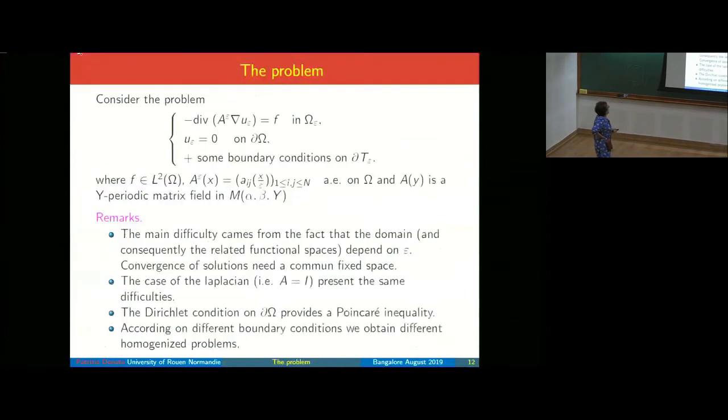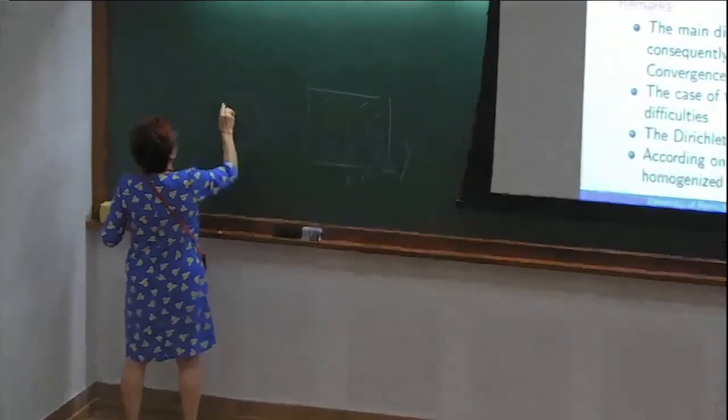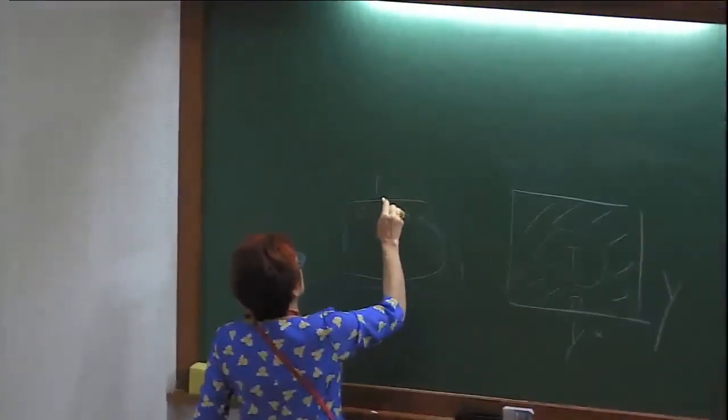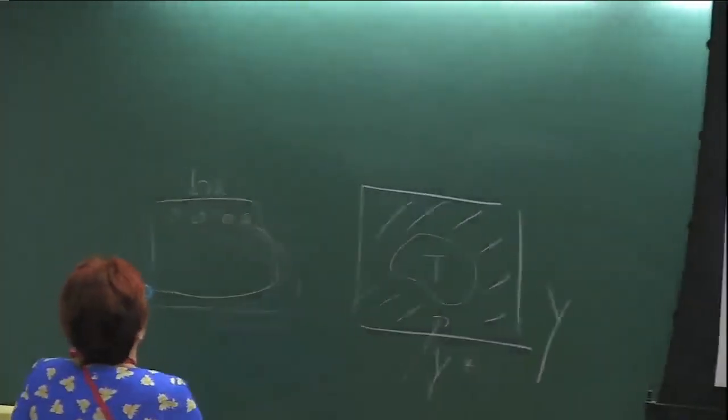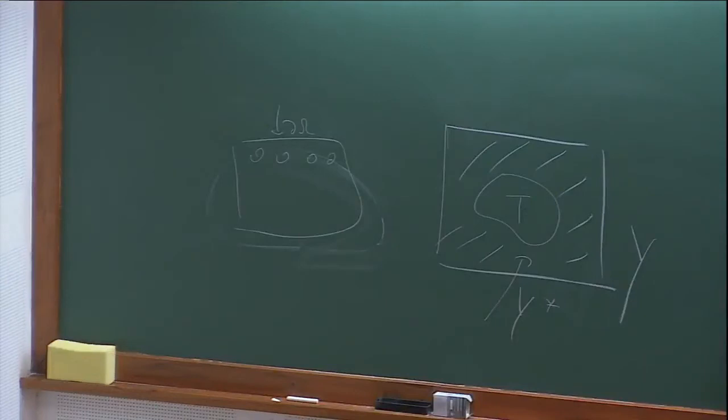Now consider our problem. Our problem is as before. You remember that I have just observed that we have our domain like that, more or less. Here we have the holes, and here we have the exterior boundary, omega. So the idea is to consider the usual problem: minus divergence of A_epsilon gradient u_epsilon equals f in omega_epsilon. Put a Dirichlet condition on the exterior boundary.